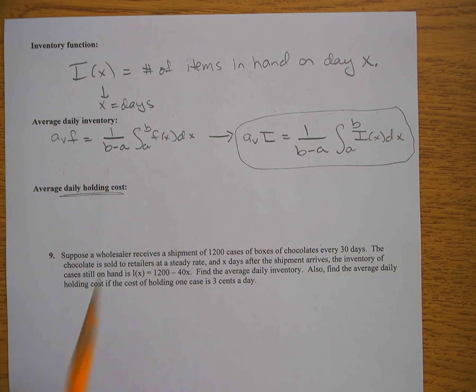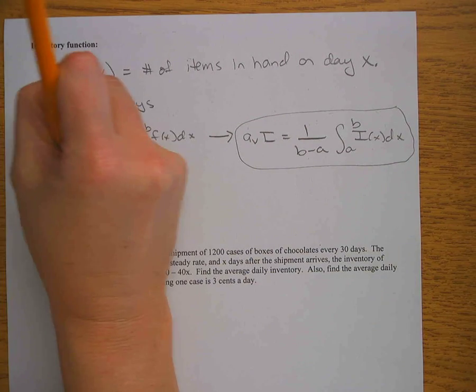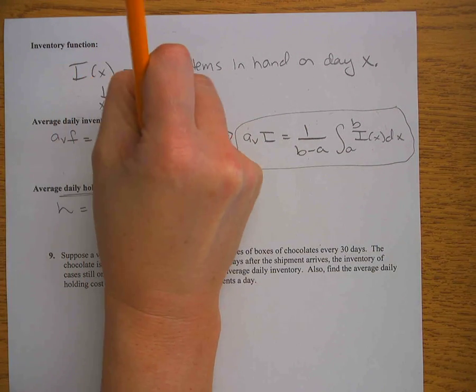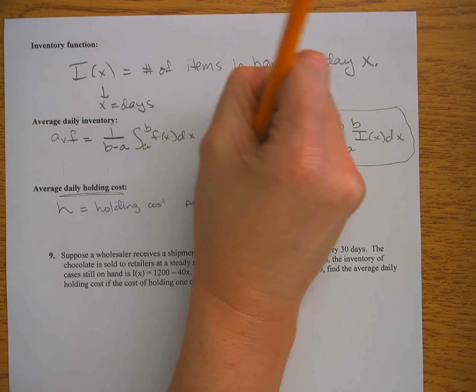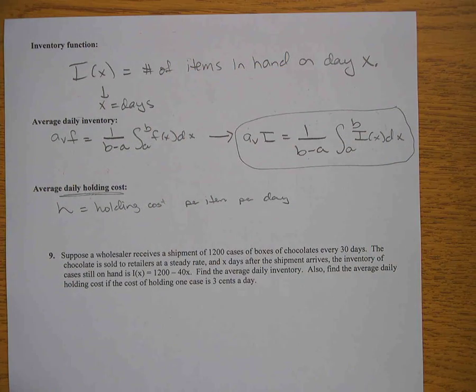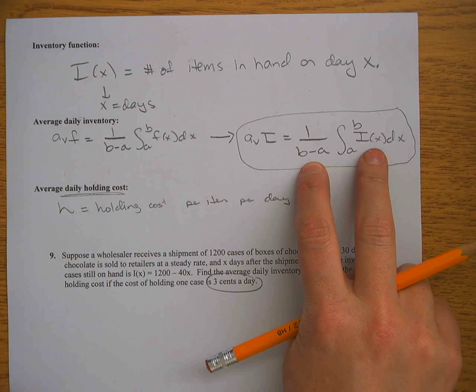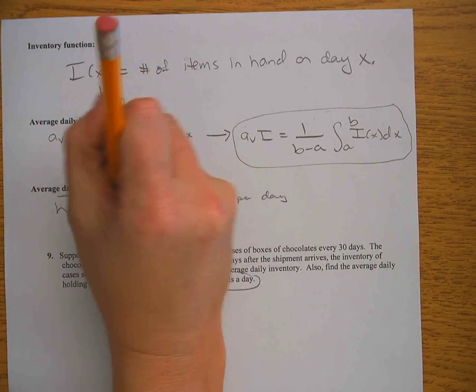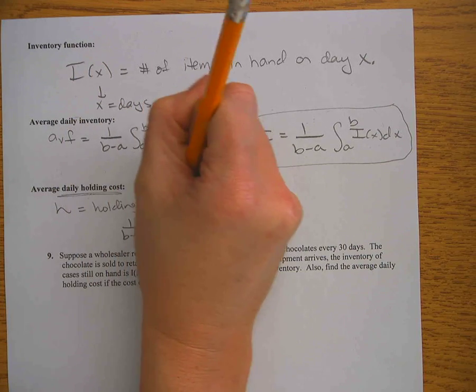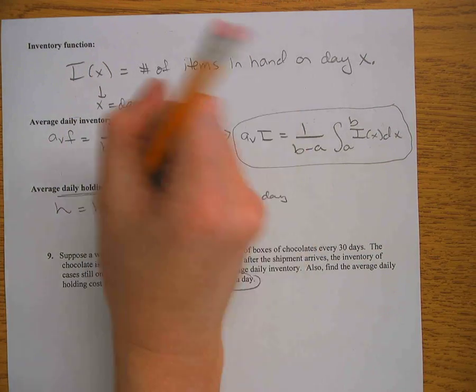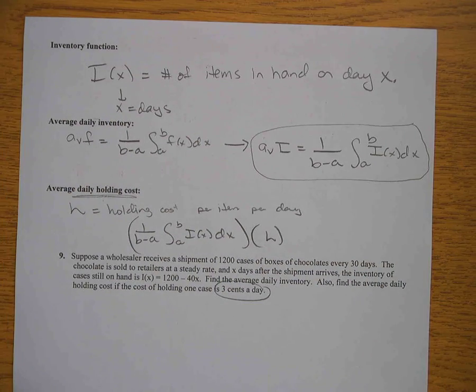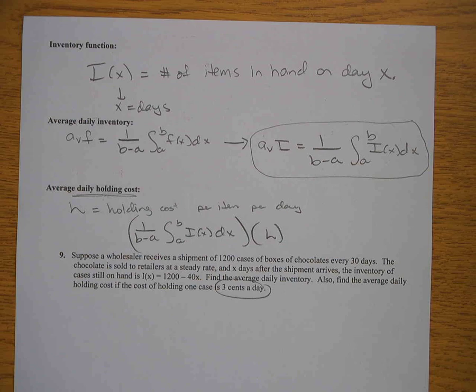And then supposing you have a cost h, which would be the holding cost per item per day. Like in example 9, it's going to cost you 3 cents a day to hold one of these cases. And you want to find out how much we are paying on average per day. You take your average value of I, which is the average number of boxes or cases or items on any given day, and you multiply that by whatever the holding cost is, and that would tell you your average daily holding cost.